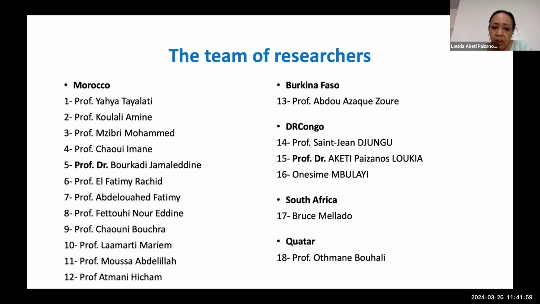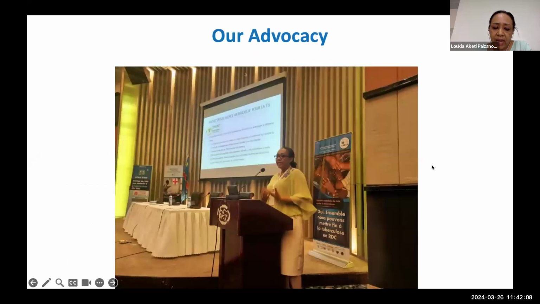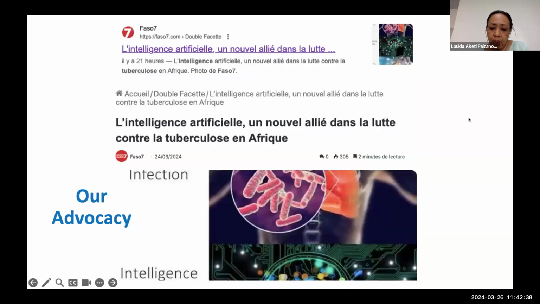So this is our team for Morocco, Burkina Faso, DR Congo, South Africa and Qatar. And we started our advocacy. Last Friday in DRC, the national program organized a day to commemorate the International Day of Tuberculosis. And we took this opportunity to talk about our project. And in Burkina Faso, our colleague published these notes in an online journal, Faso 7, and the same to show that the AI can improve the detection and help to control tuberculosis.